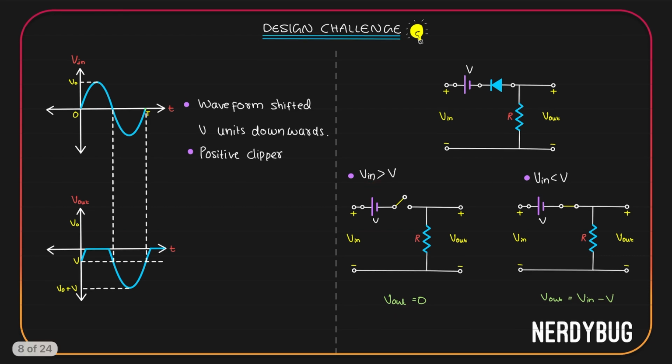That means this much part of the input will be clipped off. Plus it is shifted V units downwards. So we get exactly what we want.